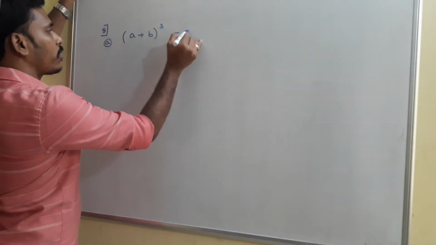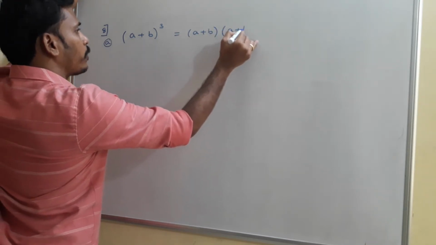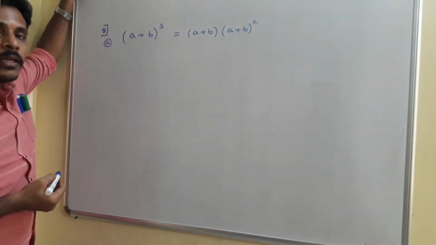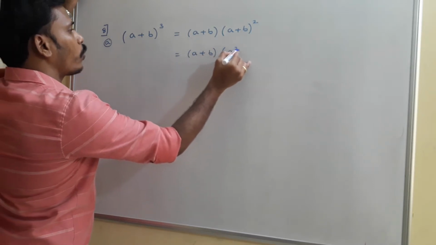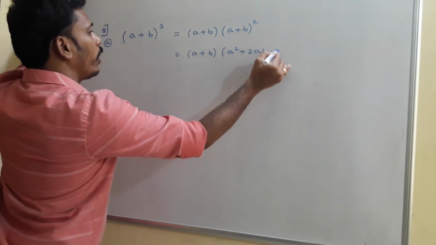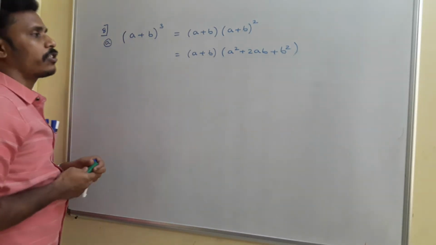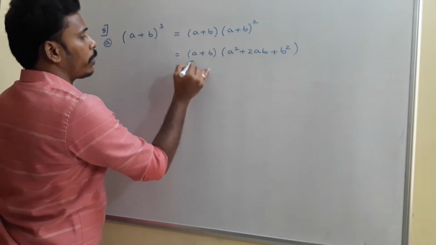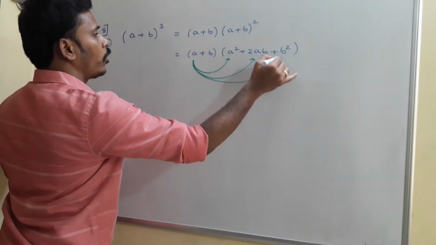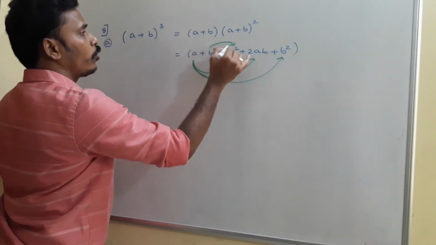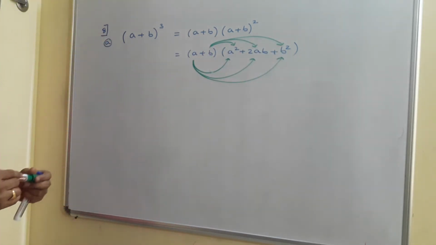(a+b)³ is nothing but multiplication of (a+b) three times, so I will write it like (a+b) into (a+b)². (a+b)² is nothing but a² + 2ab + b². So I think you are all familiar with the usual multiplication. (a+b) into (a² + 2ab + b²): a into a², a into 2ab, a into b², and then b into a², b into 2ab, b into b². Likewise we need to multiply.